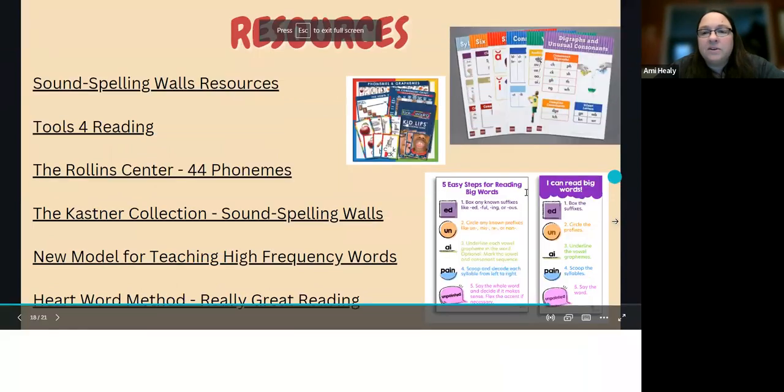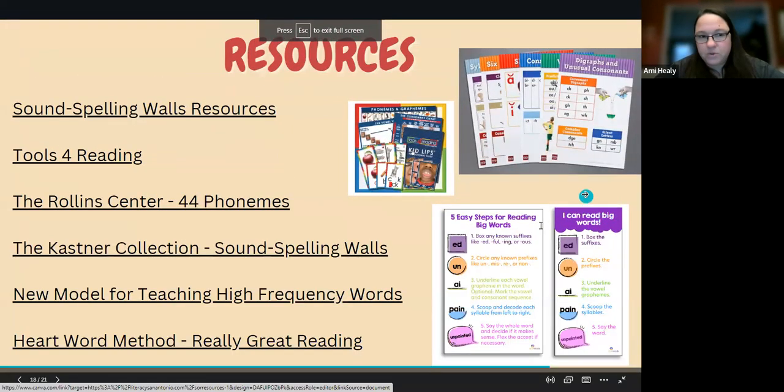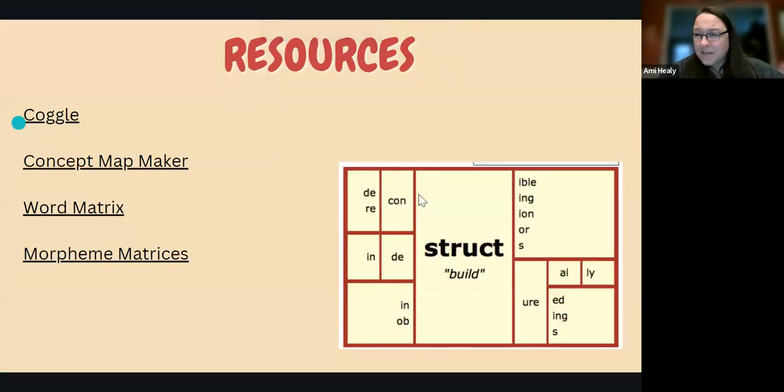On the next slide, there's a few more resources. Those were mainly about sound spelling walls or phonics, or changing your word wall to something you want as a spelling aid. If you're using it more as a vocabulary tool, here are some resources that can help with that.